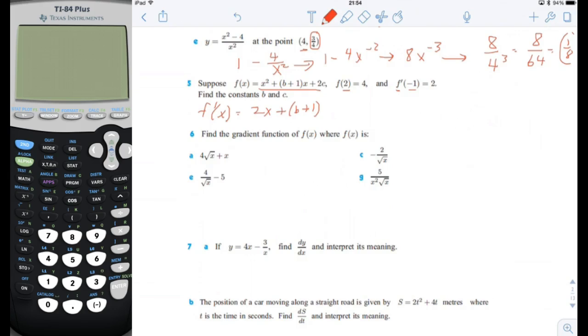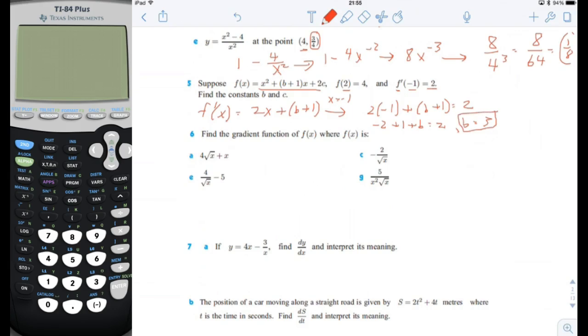So now I have f dash of x is equal to this, and I do know that when x equals negative 1, this derivative equals 2. So I can plug all this in. I'll say 2 times negative 1 plus b plus 1 is all equal to 2, right? So then negative 2 plus 1 plus b equals 2. So b is equal to, let's see, negative 1. It's b equals 3, right? Okay? So we now know that b equals 3.